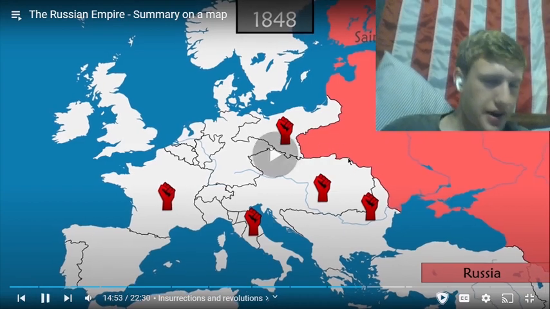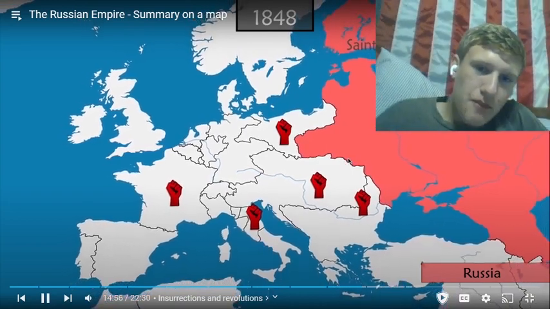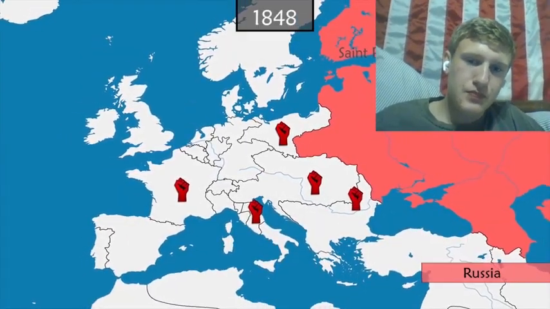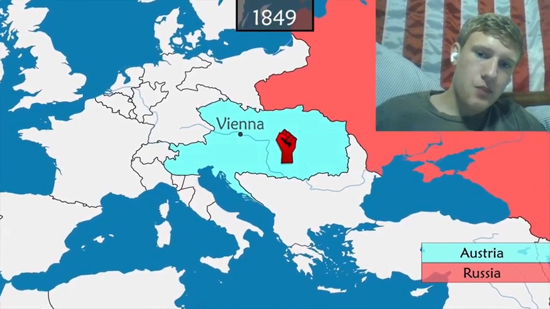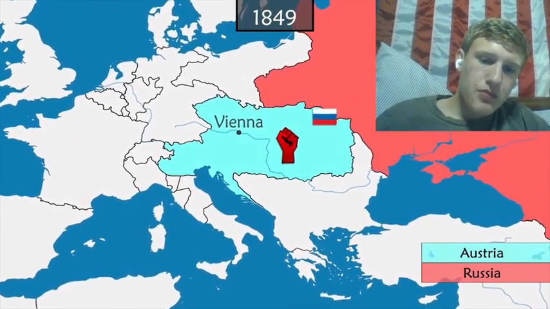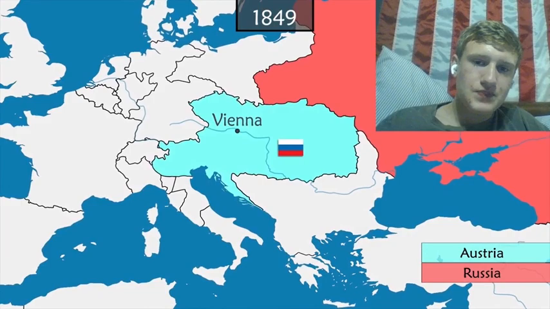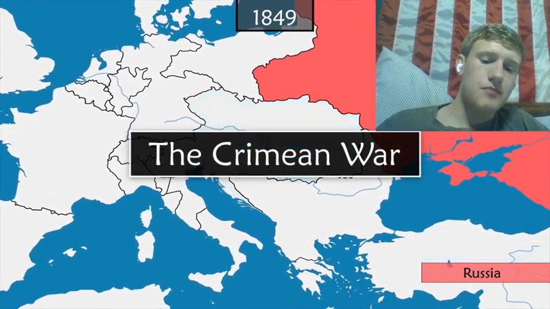Revolutionary ideas in Russia, Nicholas I supports his allies. The Austrian Empire, on the verge of implosion, receives precious help from the Russian army to quell the Hungarian Revolution.